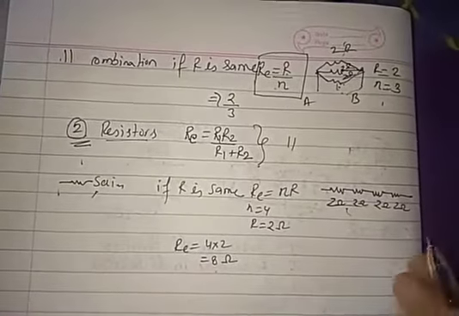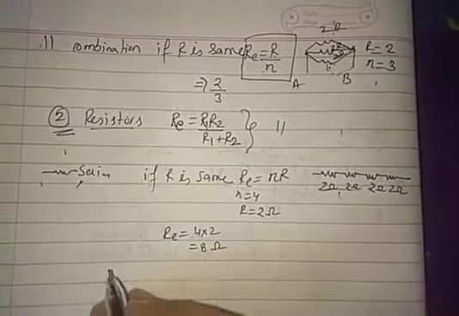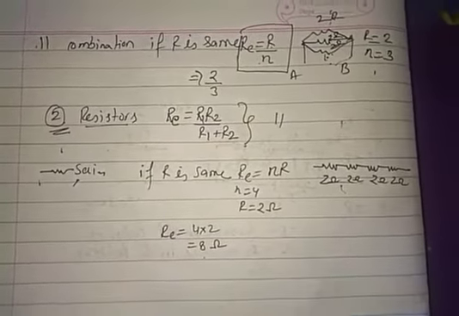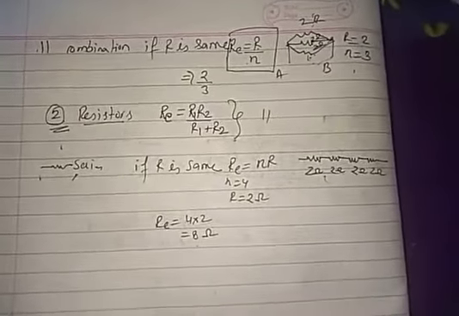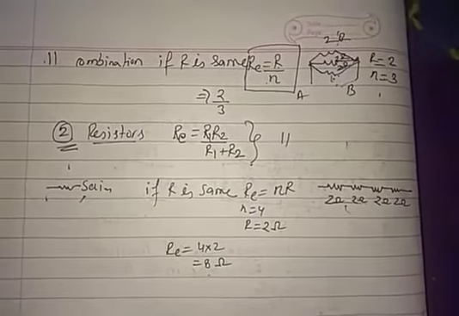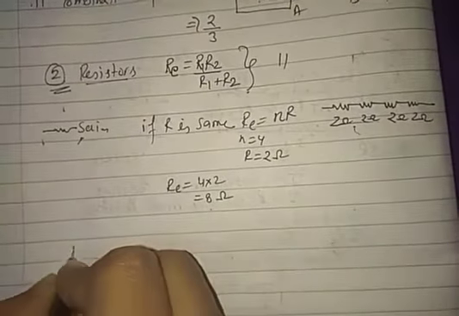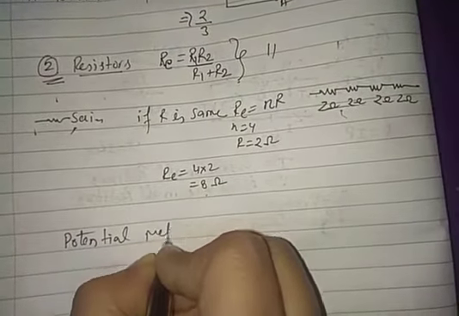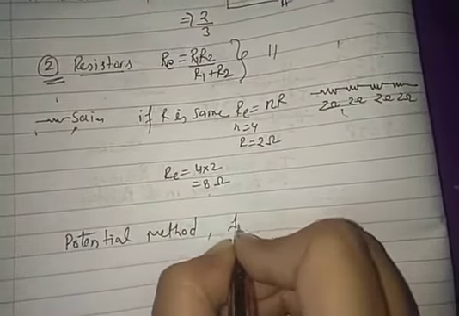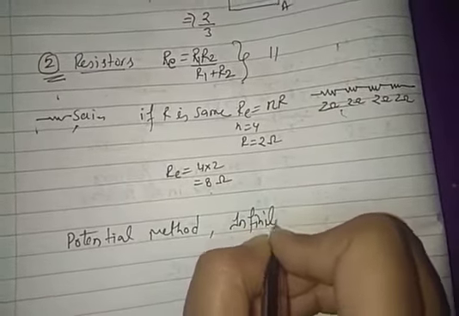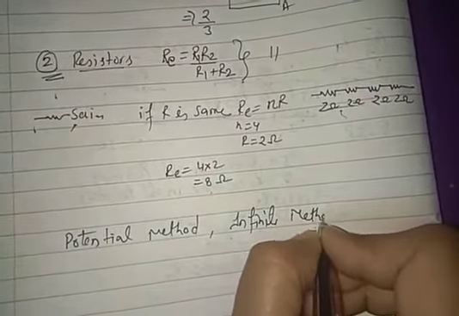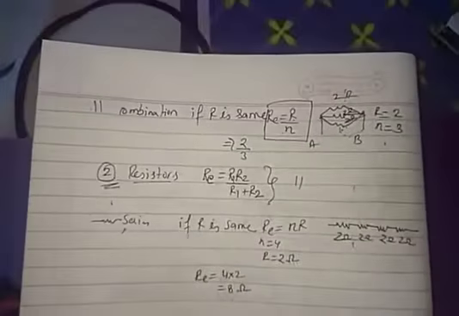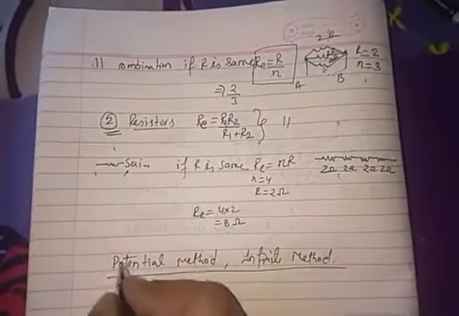So I hope you got these topics. In the next topic, I'll be talking more about the combination of resistors, and then I'll be telling you more about infinite resistance and the methods. In these we'll have two methods, the potential method and the infinite method. After teaching you these two methods, I'll be telling you the questions which usually come in competitions, IIT JEE, and even in the board exam.